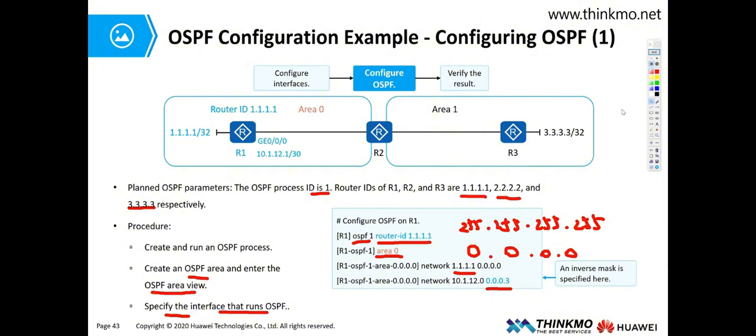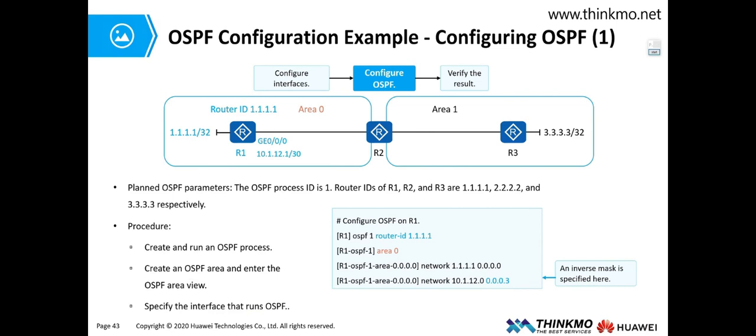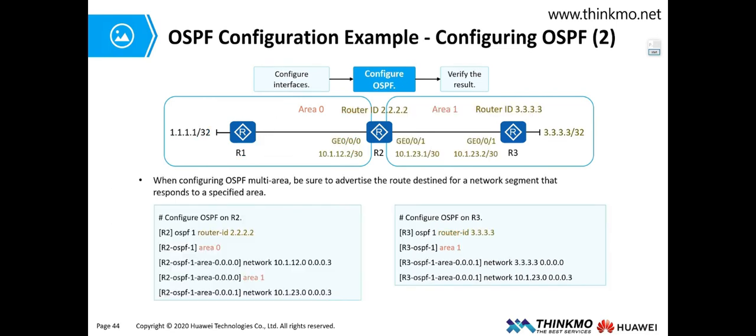Similarly, on R2 and R3, we also need to make a declaration. For instance, in our OSPF configuration, if we want to set up multiple areas, we need to enter the corresponding interface for declaration. For example, here, R1 has an interface in area 0 and another interface in area 1. First, we need to create an OSPF process, then set the router ID, and then in area 0, we declare 10.1.12.0, then 0.0.0.3, and in area 1, we declare network 10.1.23.0 0.0.0.3. We then proceed to declare each one.